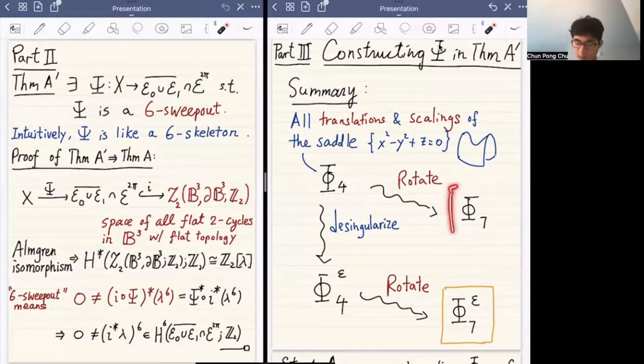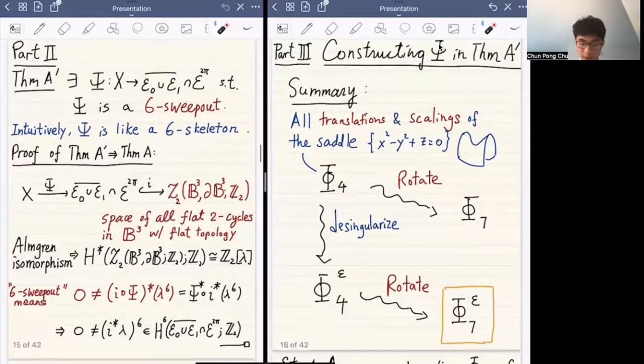And then we see that actually phi 7 does not quite work if you just rotate the surfaces. We have to somehow desingularize the surface. This will give us another family with the singular surface desingularized. And then we finally rotate those. And that will be what we look for, this family of surfaces here.